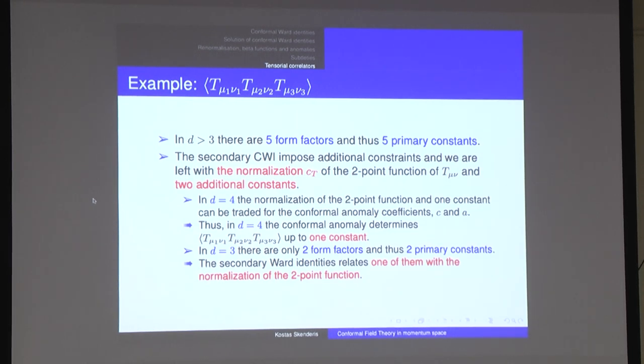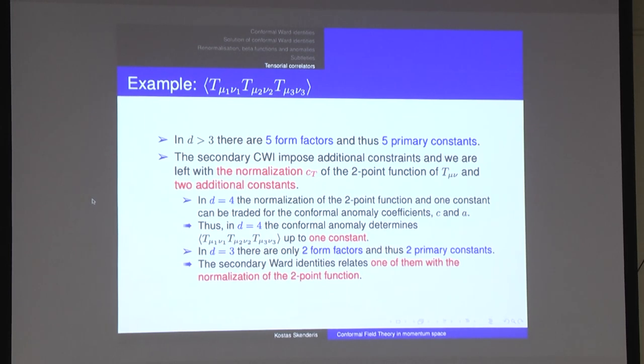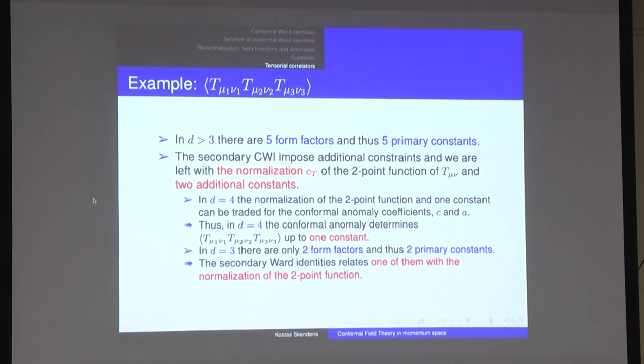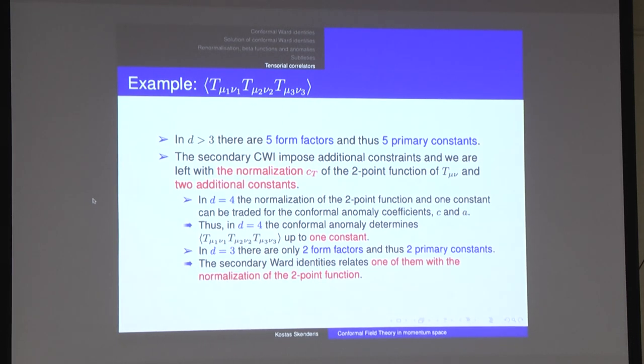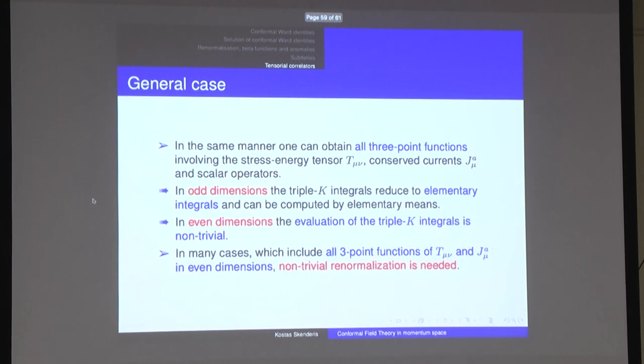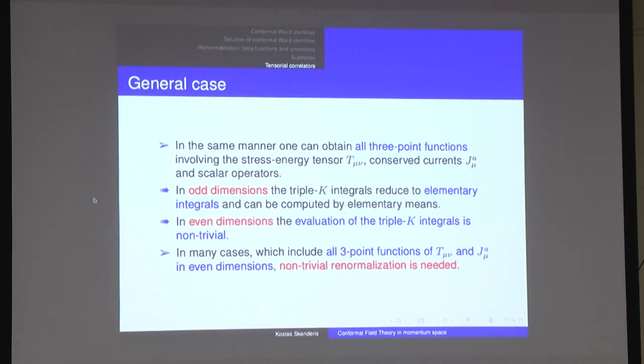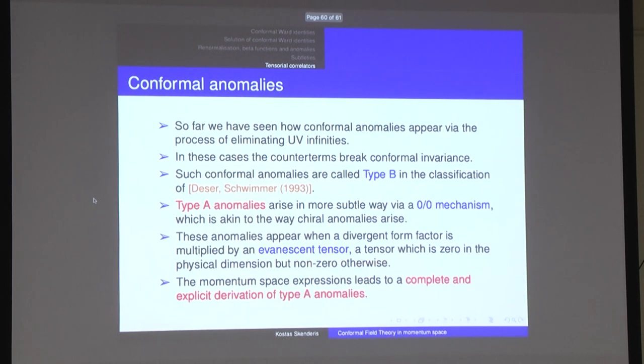And d equals 3 is special because in low enough dimensions there are relations among the tensor structures, so you have only two form factors rather than five. But that's a longer discussion, so let me skip that.